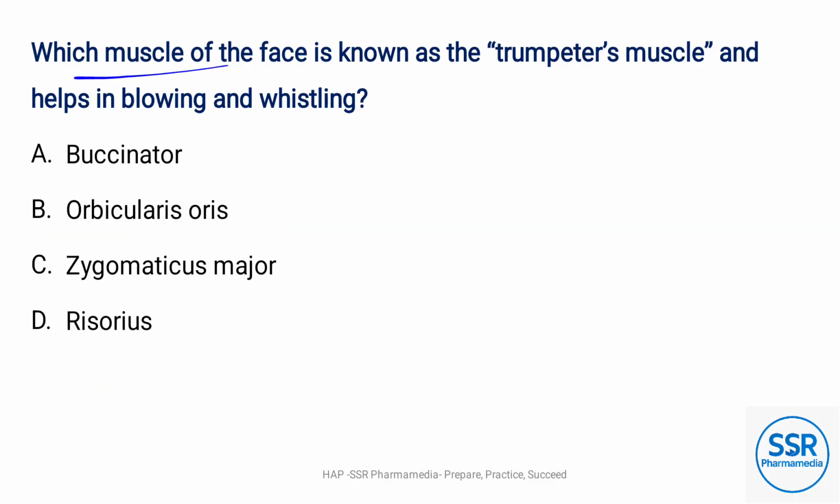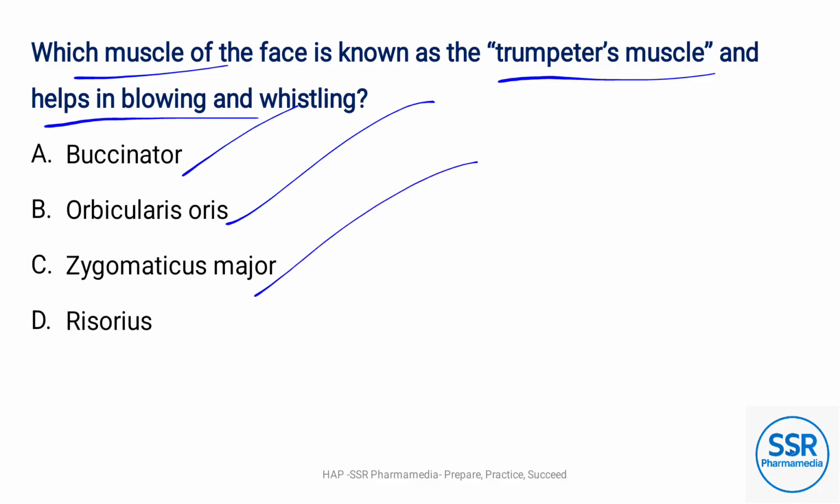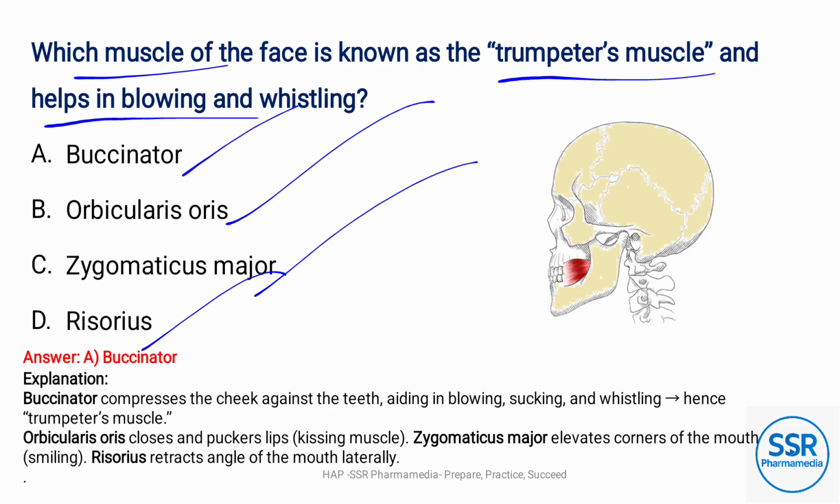Which muscle of the face is known as the trumpeter muscle and helps in blowing and whistling? Option A, buccinator. Option B, orbicularis oris. Option C, zygomaticus major. Option D, risorius. So the answer is option A, buccinator.